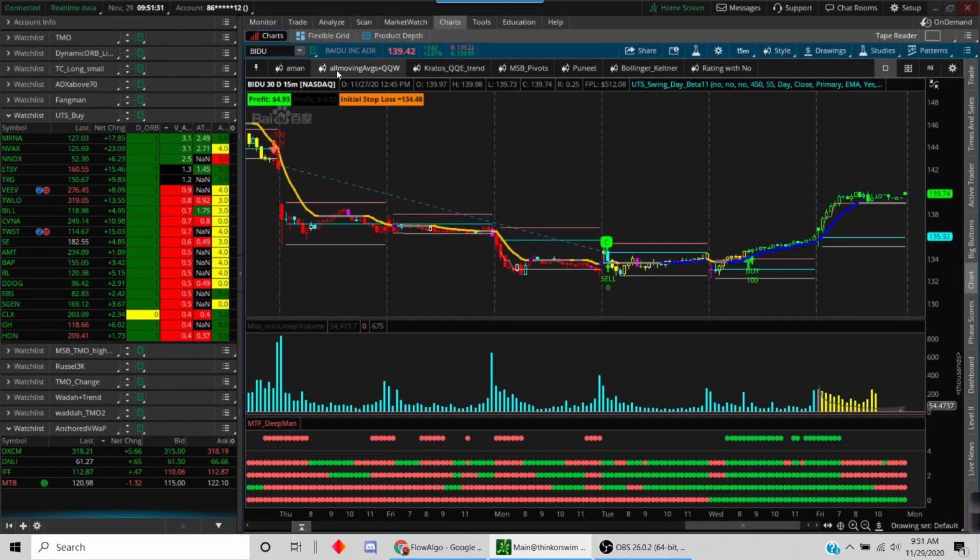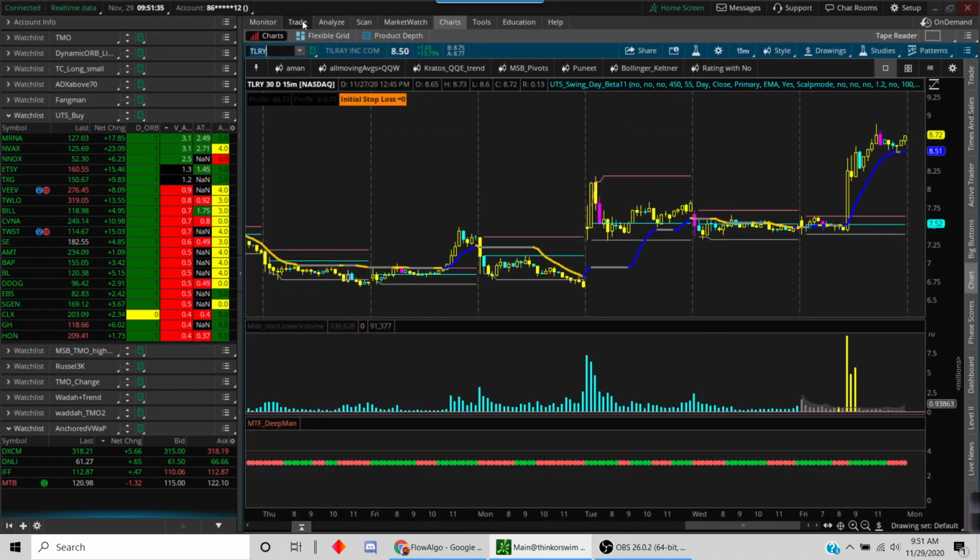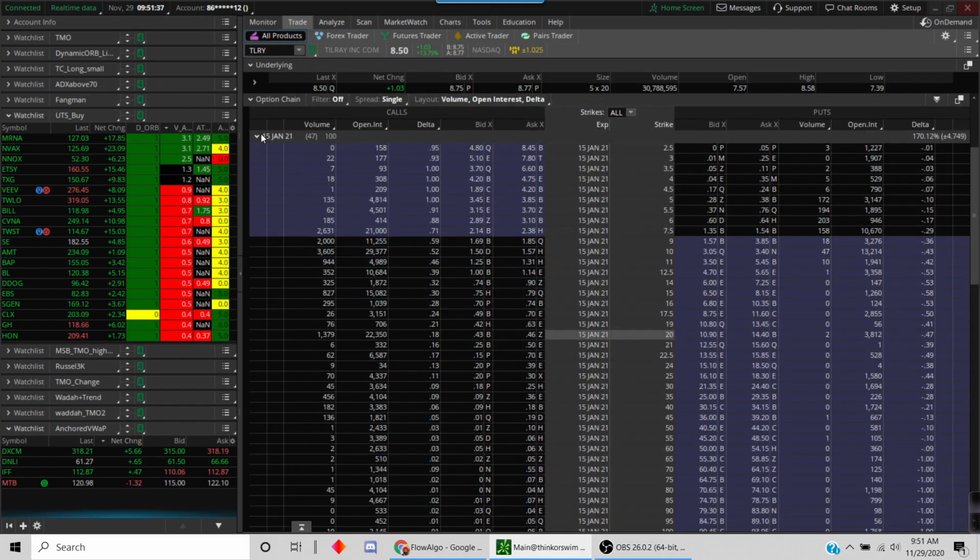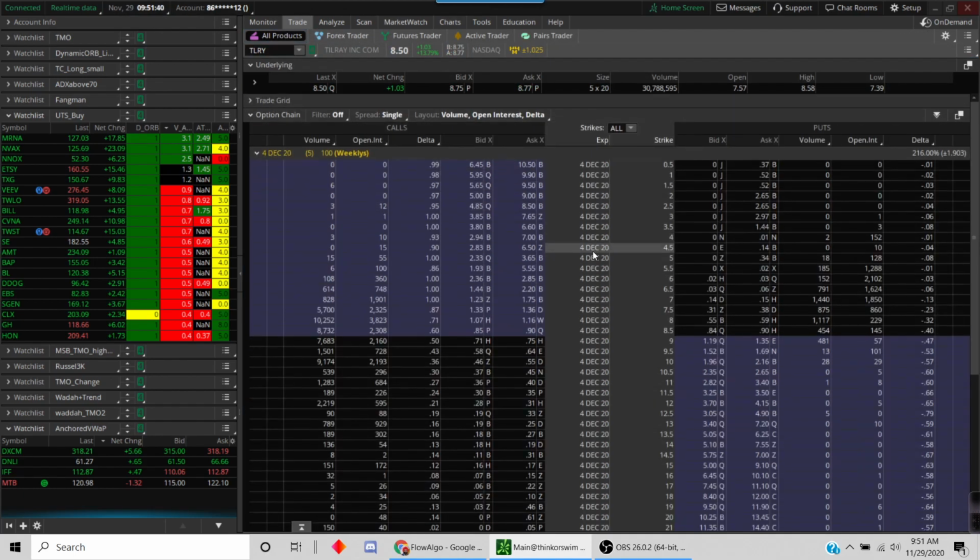So let's take a quick look at that, right? Let's look at Tilray, and then we look at December the 4th. Let's go into trade and December 4th and start looking at these values, right? As you can see right around here, look at these numbers. There were 10,000 volume and the open interest was just 3,823. So as I said, some of these could be closed, but net there are new positions that were added.